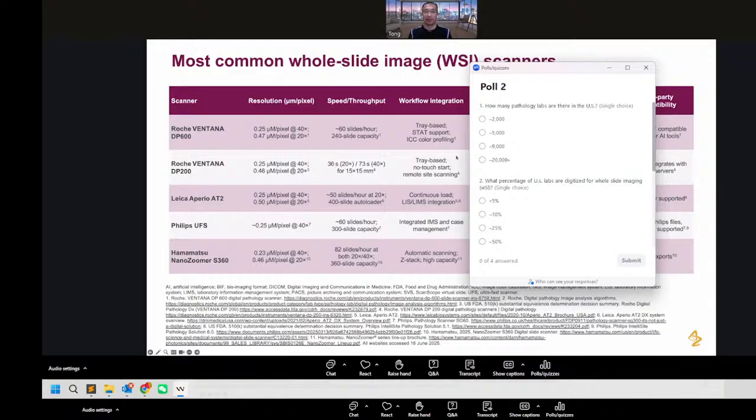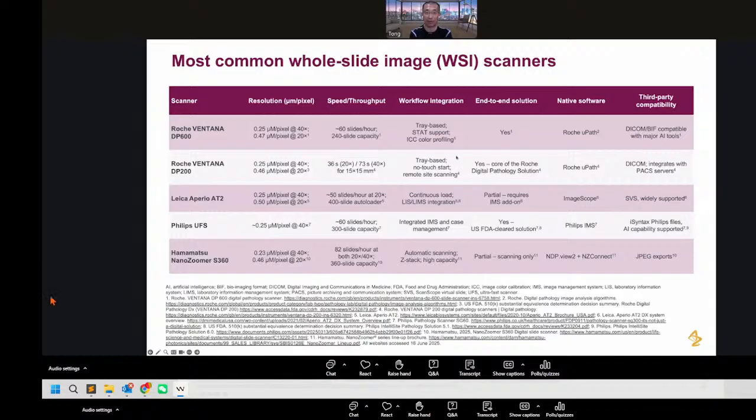And then the second question: what percentage of US labs are digitized for whole slide imaging? A large portion, like 40%, said about 10%, 27% said lower than 5%, and another 20-something percent said 25%. It's actually slightly lower than 10% at the current stage.